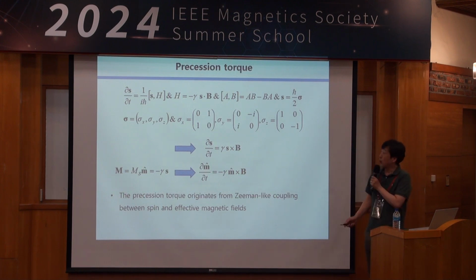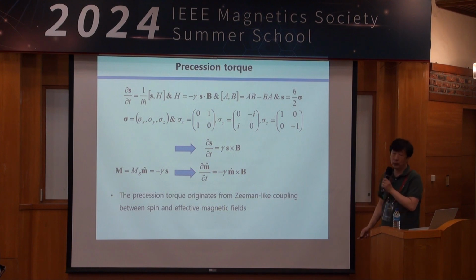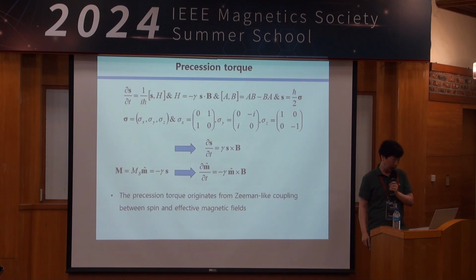So for the precession torque, we are interested in the spin dynamics, and therefore we calculate this Heisenberg equation with the spin operator S and the relevant Hamiltonian H. So with this Zeeman-type Hamiltonian and using this Pauli spin matrix, you can arrive at the time dynamics of the spin, which is given by gamma S cross B. Then you replace it with the magnetic moment, and you can arrive at the famous precession torque. And this precession torque originated from the Zeeman-like coupling between the spin and the effective magnetic field.